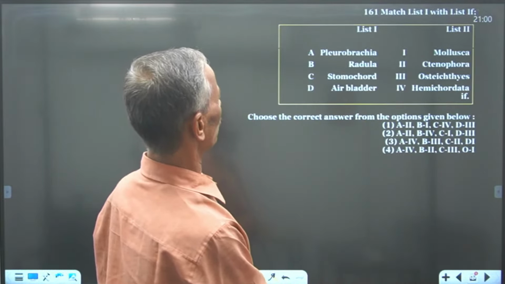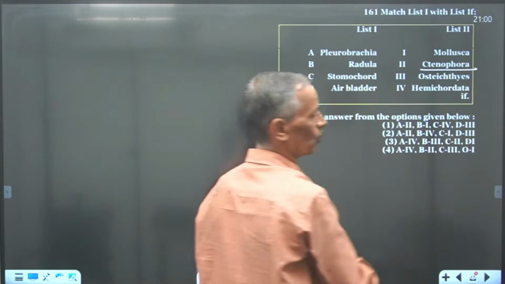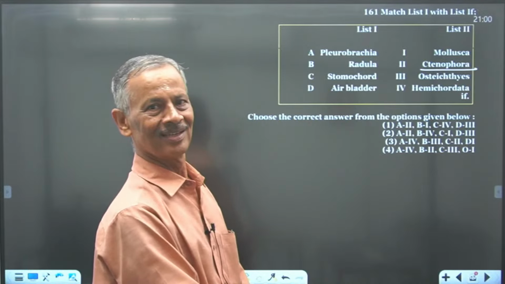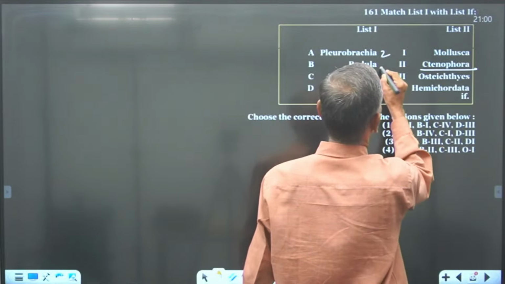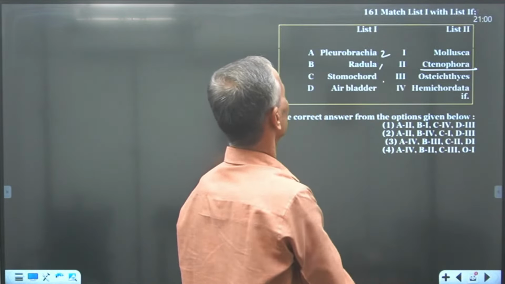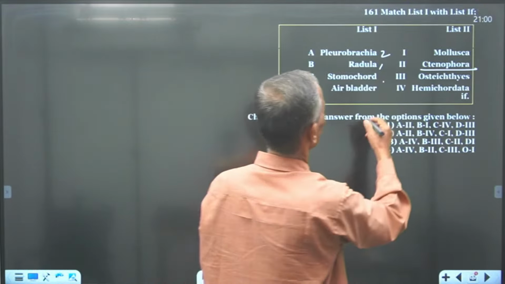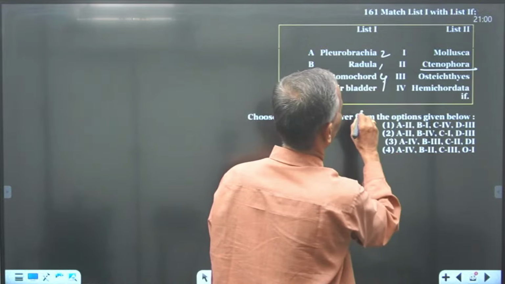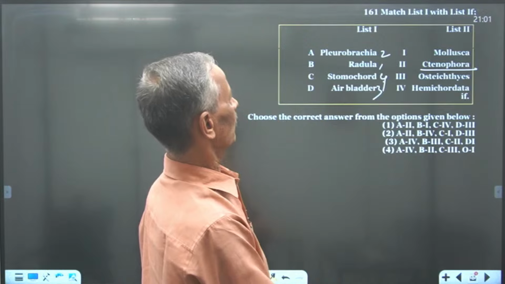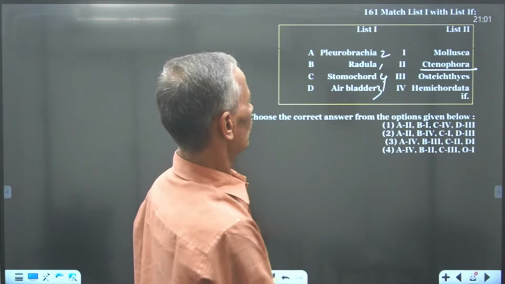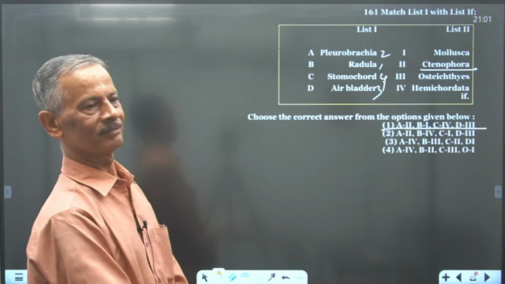Pleurobrachia. What is Pleurobrachia? Pleurobrachia is coming under Ctenophora. Radula is present in mollusks. Stomochord, a notochord-like structure, is seen in Hemichordata. And air bladder is present only in bony fishes, Osteichthyes. So 2, 1, 4, 3. The option is 1. Clear?